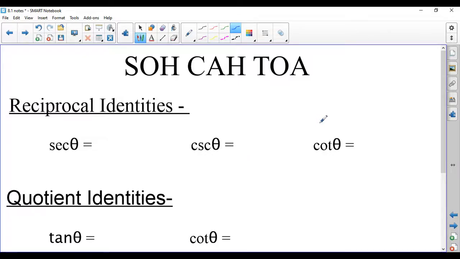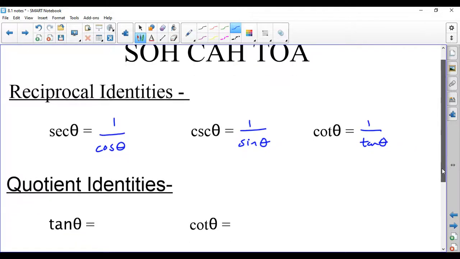Again, there's some basic things that we need to remember and know. We should know SOHCAHTOA. We should know which function is the reciprocal of each of the 3 original trig functions. And then there's a couple other identities that we should be familiar with.